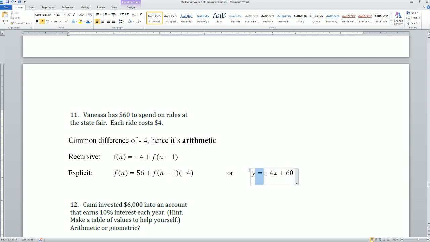Or if you plug into y equals mx plus b, it makes a little bit more sense, because -4 means, right, that's her slope or the rate, because each ride costs $4, which is -4. And the y-intercept is $60 because, again, 0 rides is where she starts off, with $60. That's why it's 60 here.